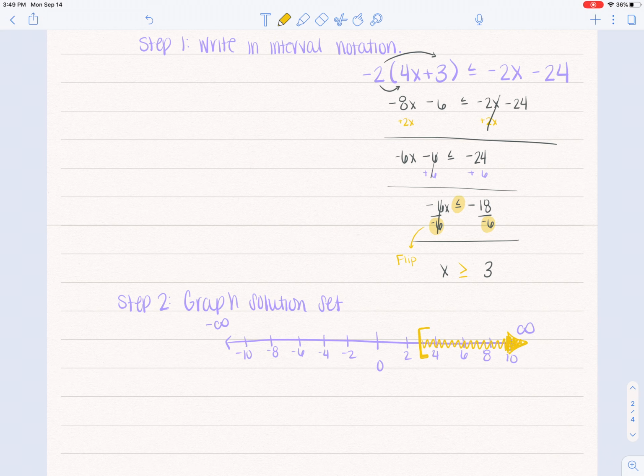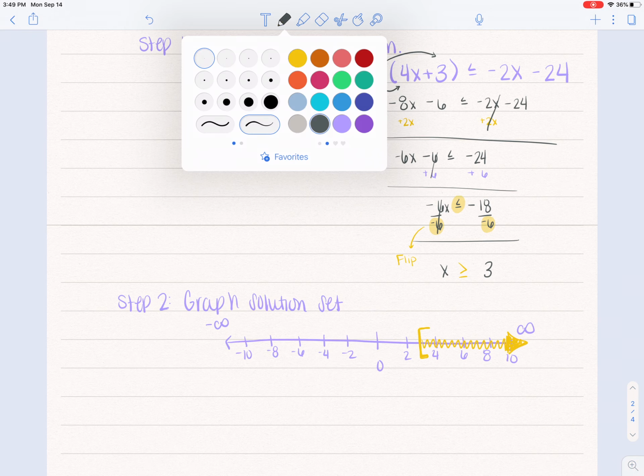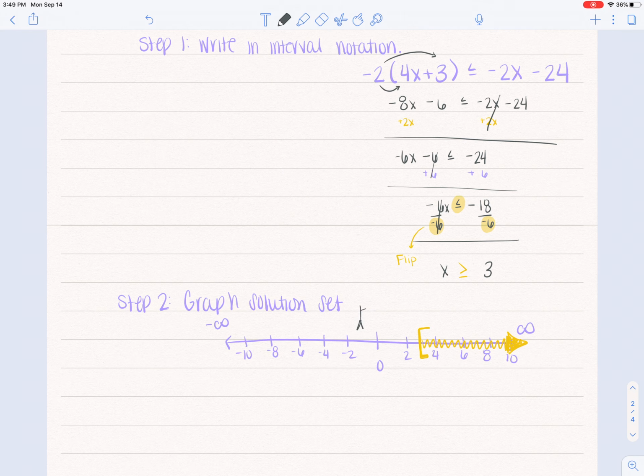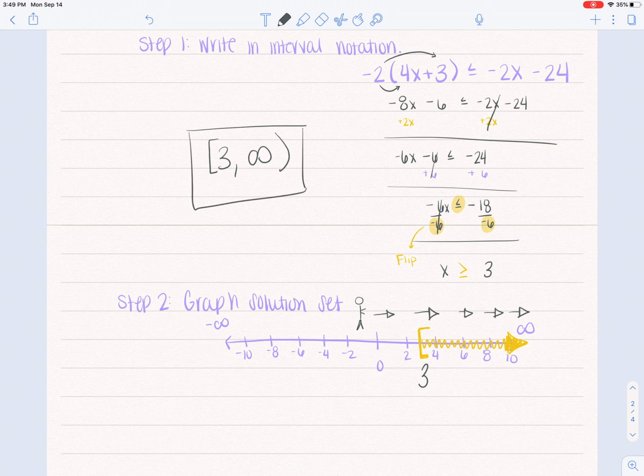And so my interval notation, if I was standing on the graph and I was walking from left to right, so the first thing that I would come to is 3 with a bracket, and then as I continued walking, I would go on forever to infinity, which always gets a parenthesis. And so that would be my interval notation, and then down below would be my graph.